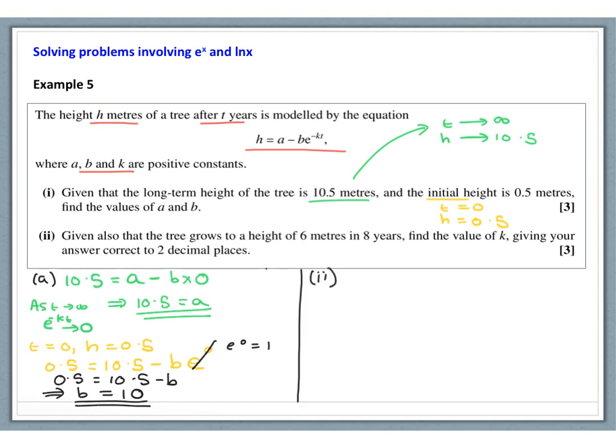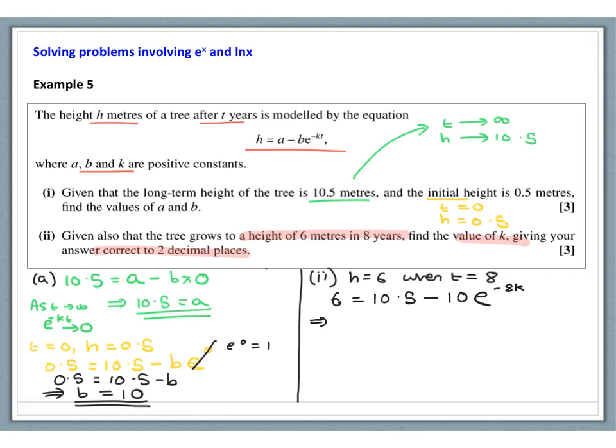Part 2. We're told that the tree grows to a height of 6 metres in 8 years. We need to find the value of k and give our answer correct to 2 decimal places. So we know that h is equal to 6 when t is equal to 8. So let's substitute in this information. So 6 is equal to a, which is 10.5, minus b, which is 10, e to the negative kt, which is negative 8k, because t equals 8.